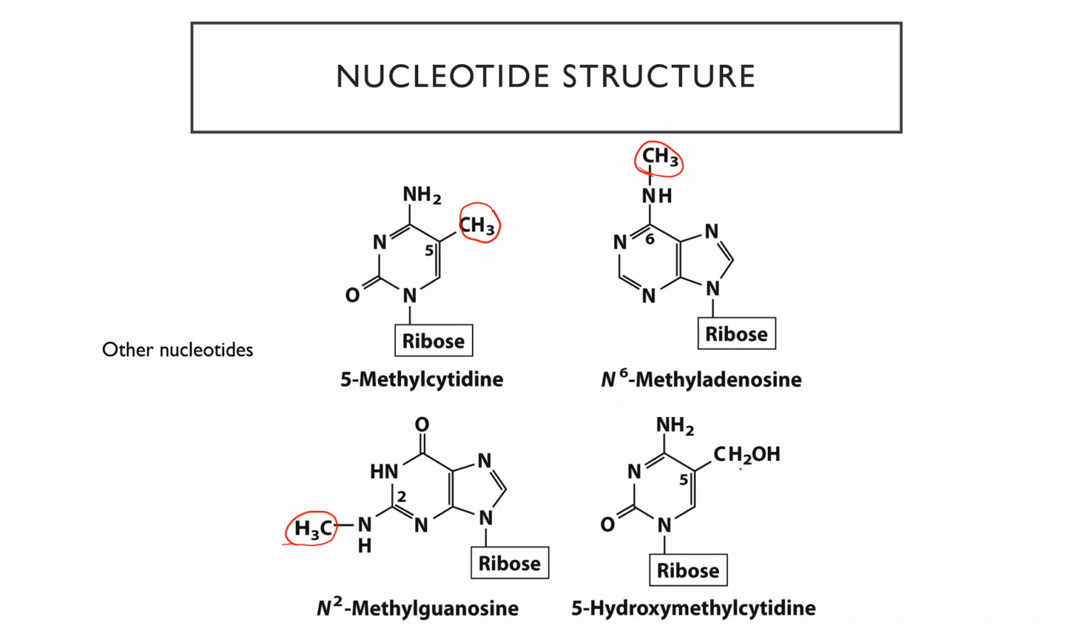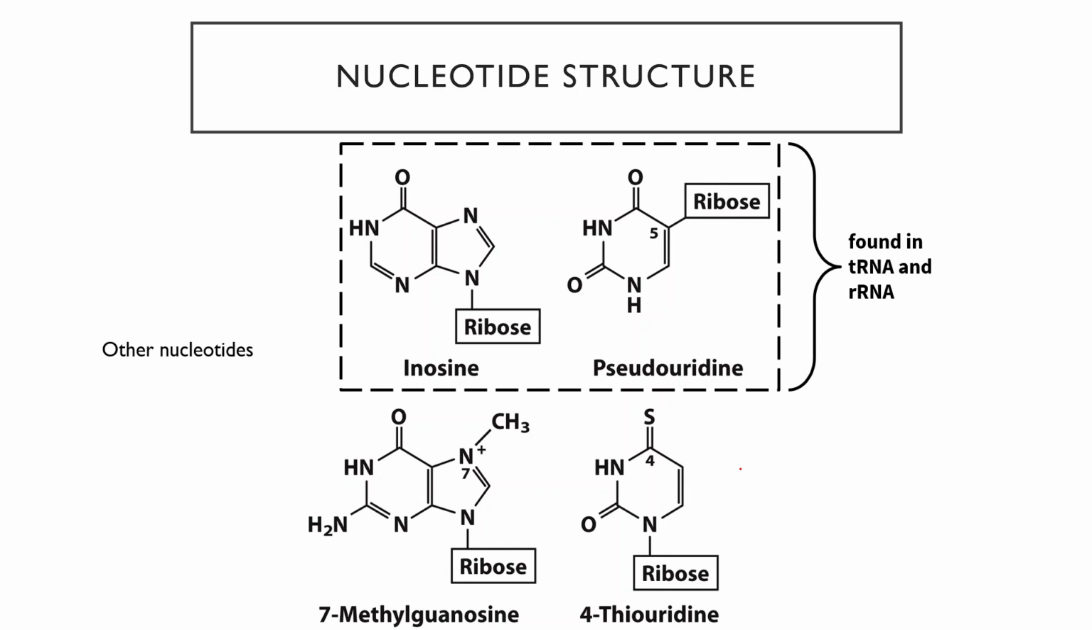Some of these modified nucleotides are important. So methylcytidine, for example, and methylguanosine, those show up in DNA and RNA sometimes. So sometimes methylating DNA is an important way to change how it interacts with proteins, for example. And then there are modified versions of nucleotides that show up in other forms.